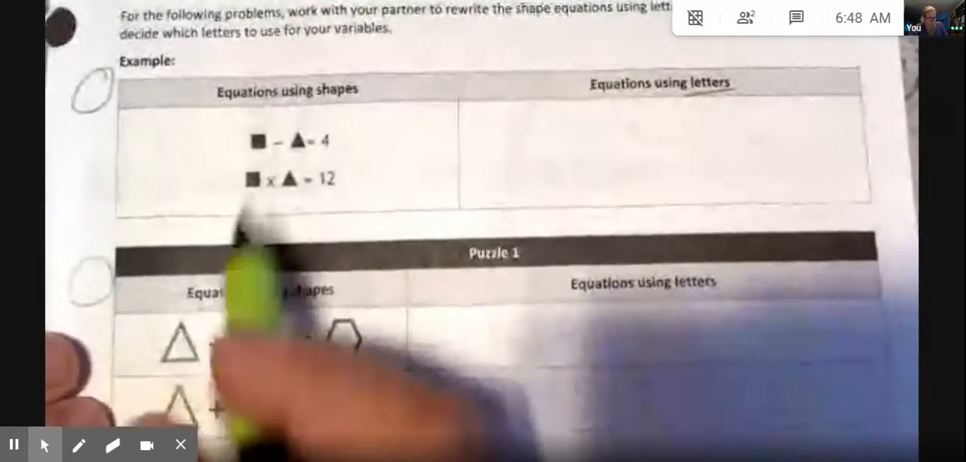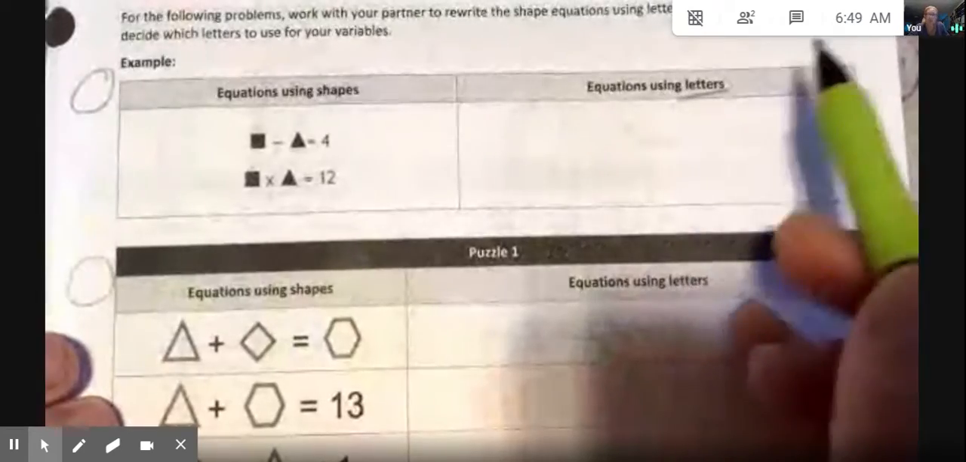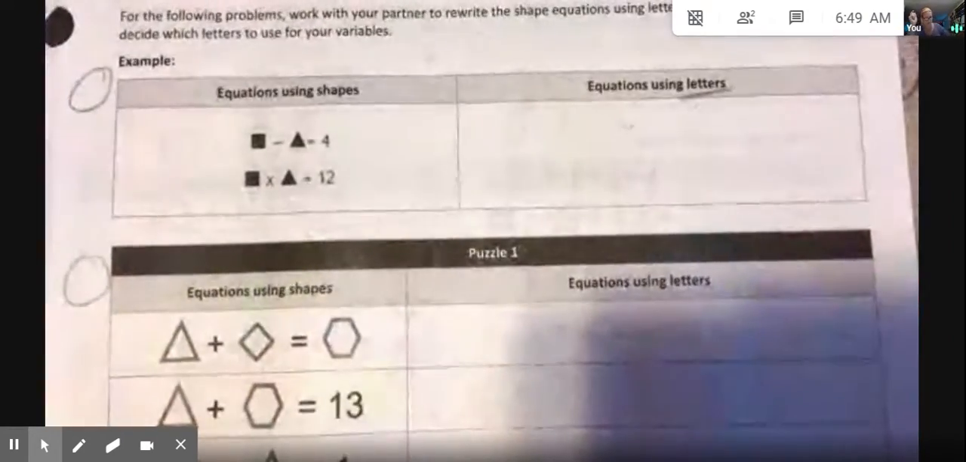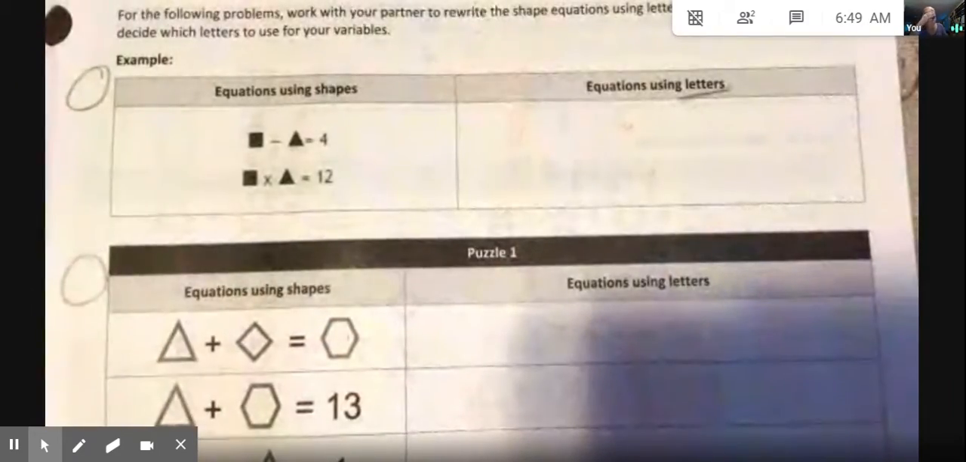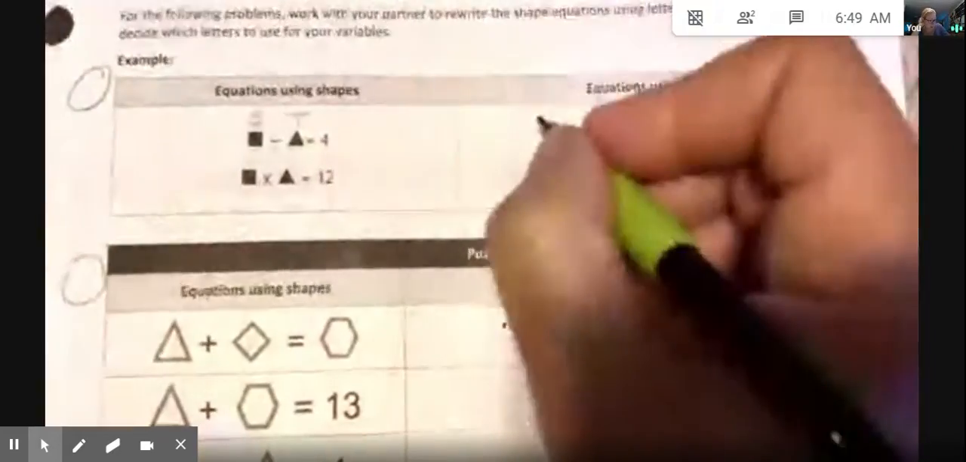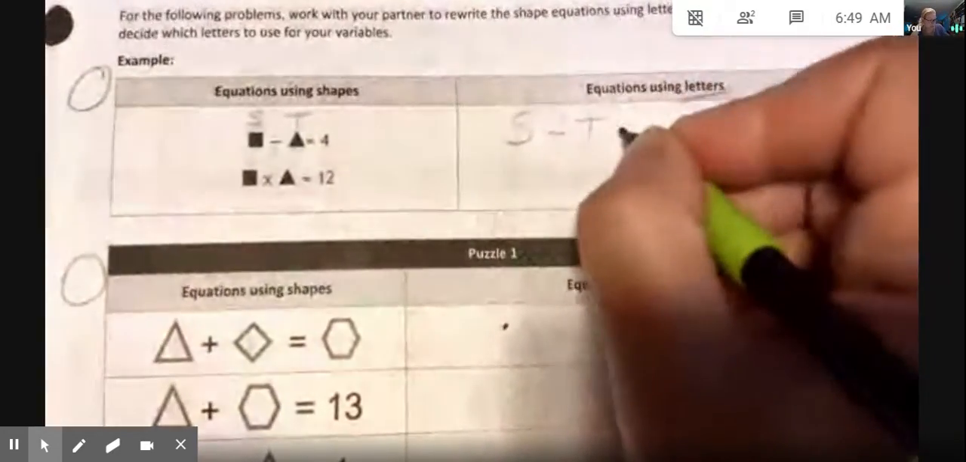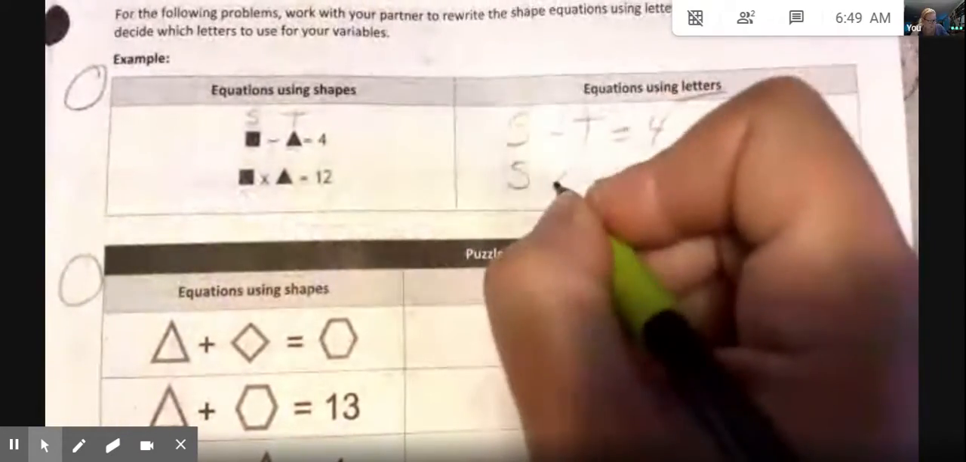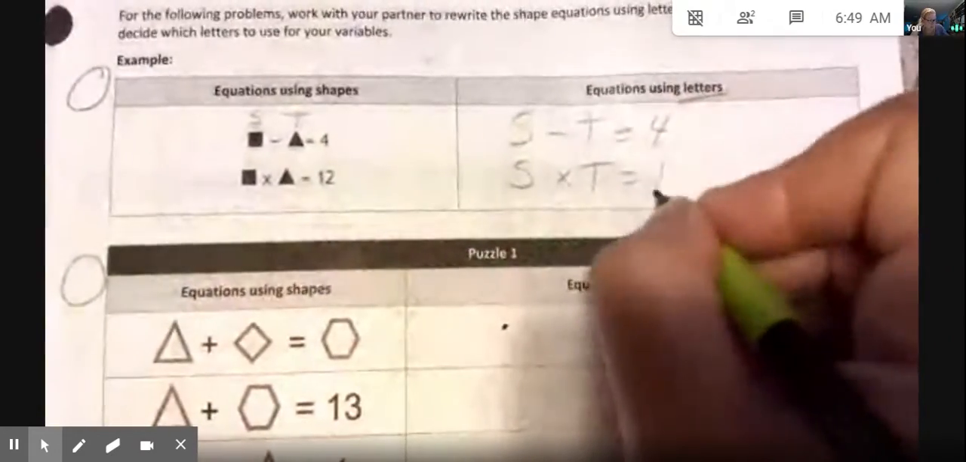All right, so for the first one here, you're just changing these into letters, changing them into variables. So I think this is like the same one as the opener, right? Where we have to use the 6 and the 2, except we're not actually using the numbers. We're just writing variables. So let's do an S for square and a T for triangle. So we're going to have S minus T equals 4. And then got another square. S times T for triangle equals 12.